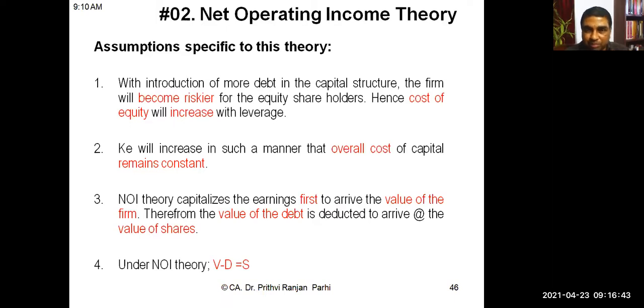So this particular assumption says that if a firm takes more debt, if a firm introduces debt in its capital structure, the business will become risky. When the business becomes risky, equity shareholders will expect more, meaning cost of equity will increase. Did you understand? Yes, sir. Okay, that is the first assumption. Now let us see the second assumption.